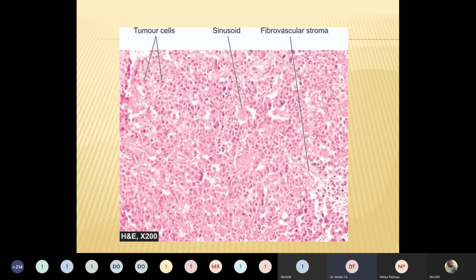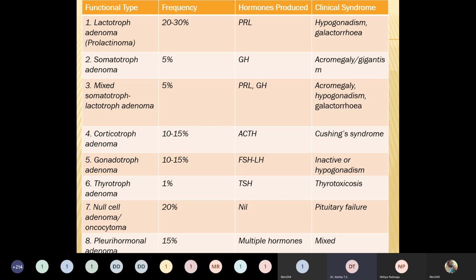Okay, so these are the different patterns that you see. One is a sinusoidal pattern. One is the tumor cells are present in cords and sheets. Some of them have a nice fibrovascular stroma. Okay, they're around a blood vessel, so they have a fibrovascular stroma.